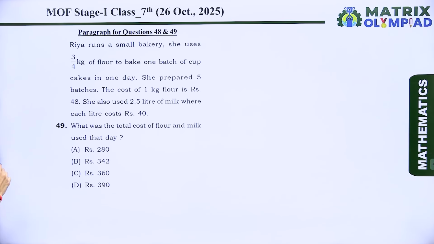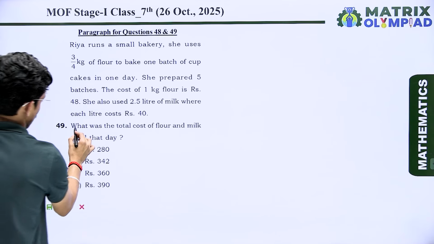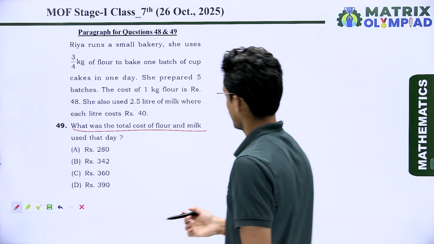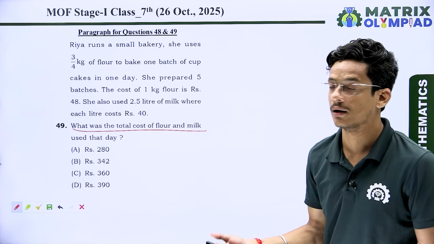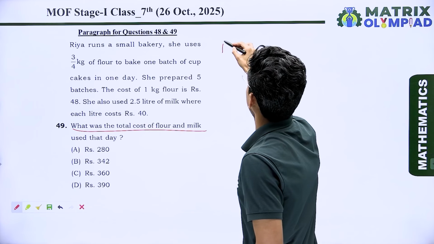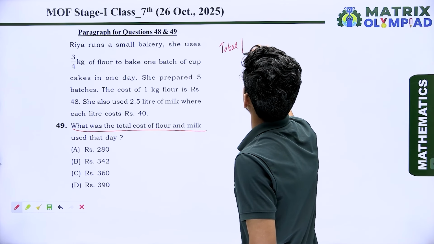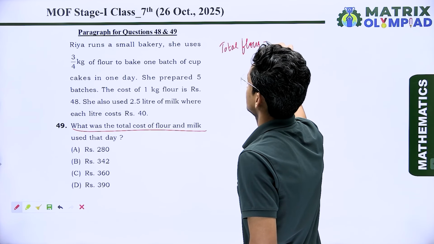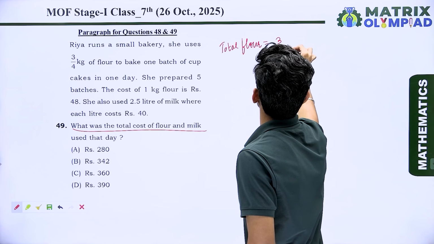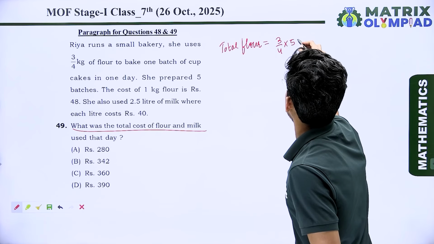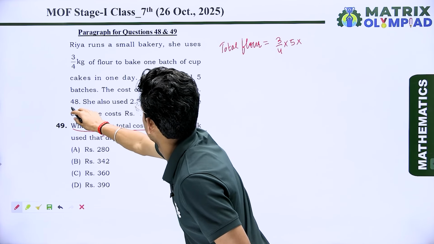Now the next question is again based on the same paragraph, and the question is, what was the total cost of flour and milk used in a day? So we know total flour, that is 3 by 4 multiply by 5 and multiply by 48.